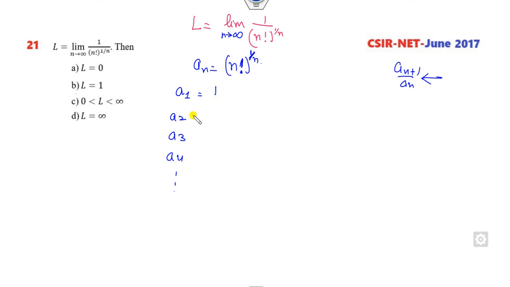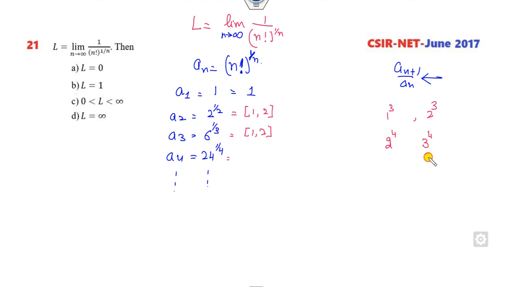What is a1? 1. a2 is 2 factorial raised to power 1 by 2. a3 is 3 factorial, 6, raised to power 1 by 3, and a4 is 4 factorial, 24, raised to power 1 by 4, and so on. So a1 is 1, a2 is 2 raised to power 1/2, so it lies between 1 and 2. For a3, 1 cubed is 1 and 2 cubed is 8, so 6 lies between them, so a3 lies between 1 and 2. For a4, 24 lies between 2 to the power 4, which is 16, and 3 to the power 4, which is 81, so it lies between 2 and 3.